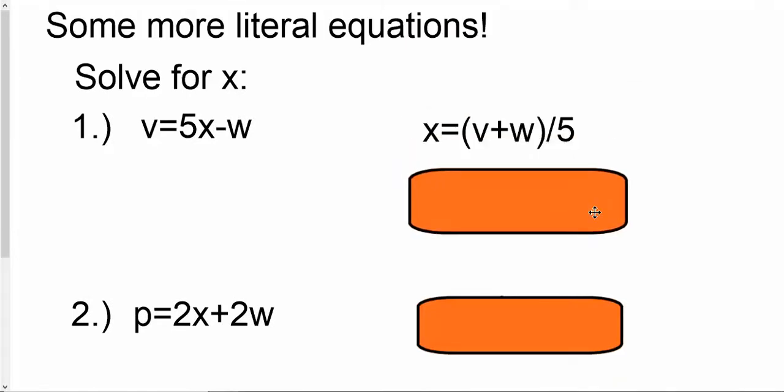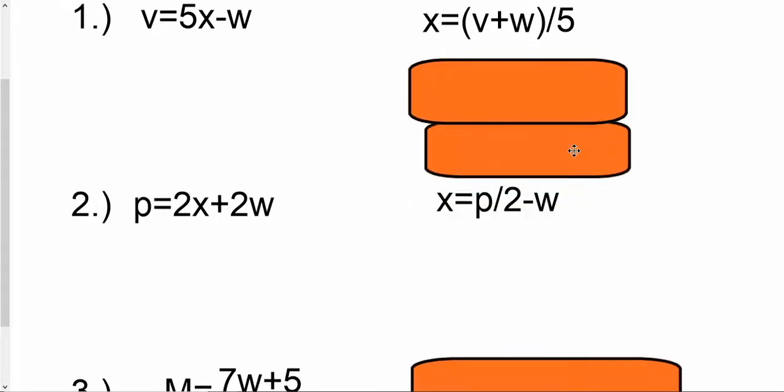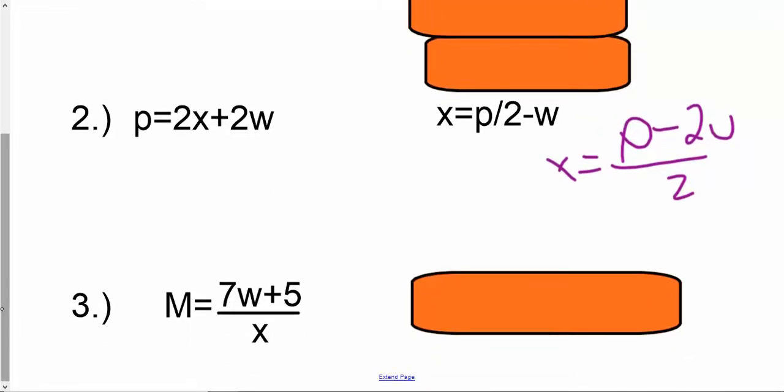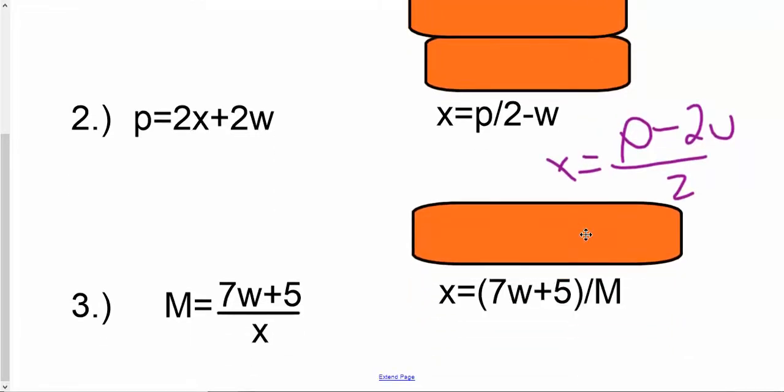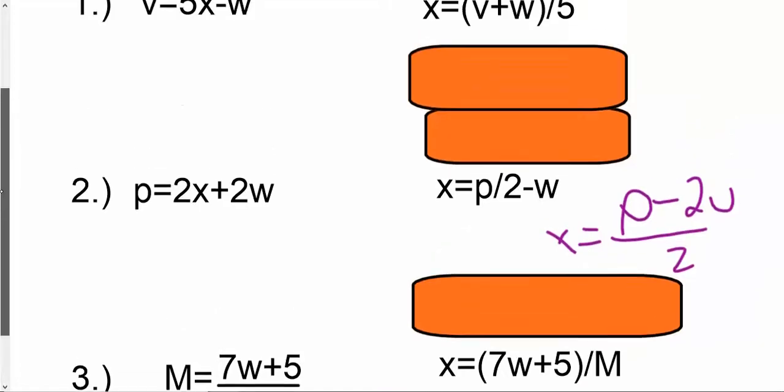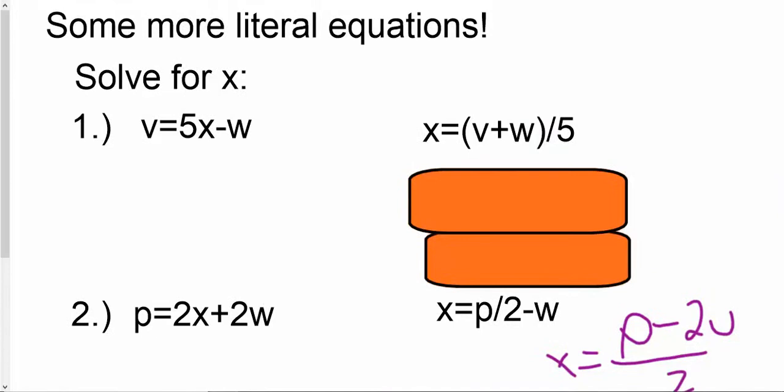All right, for the first one, I got x equals b plus w over 5. For the second one, I got x equals p over 2 minus w. You might have also gotten p minus 2w over 2 equals x, and that's the same thing. I just simplified down, so if you got that answer, we're talking about the same thing. And then for the last one, I got 7w plus 5 over m. Interesting. Let's go over them. If you already solved these correctly, you can fast forward. If not, watch the explanation.